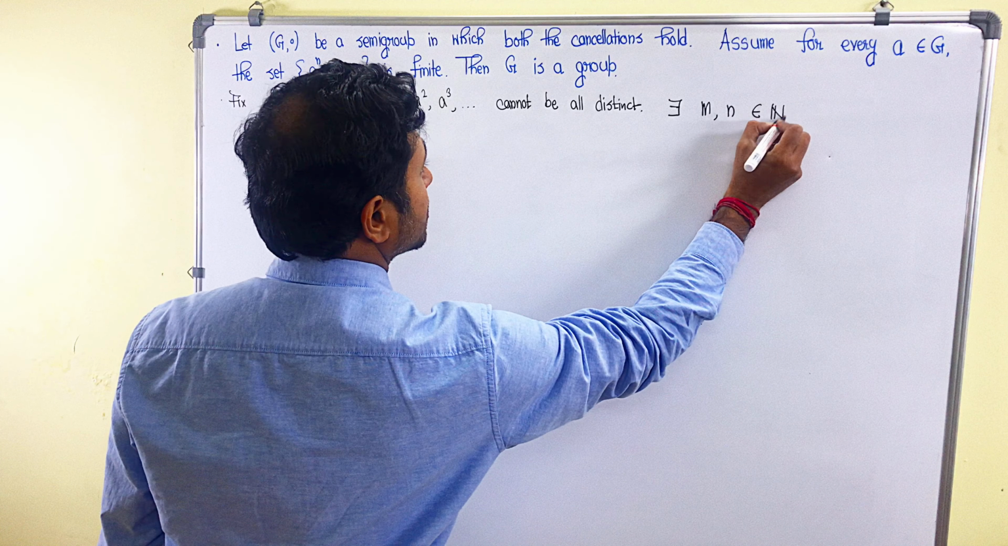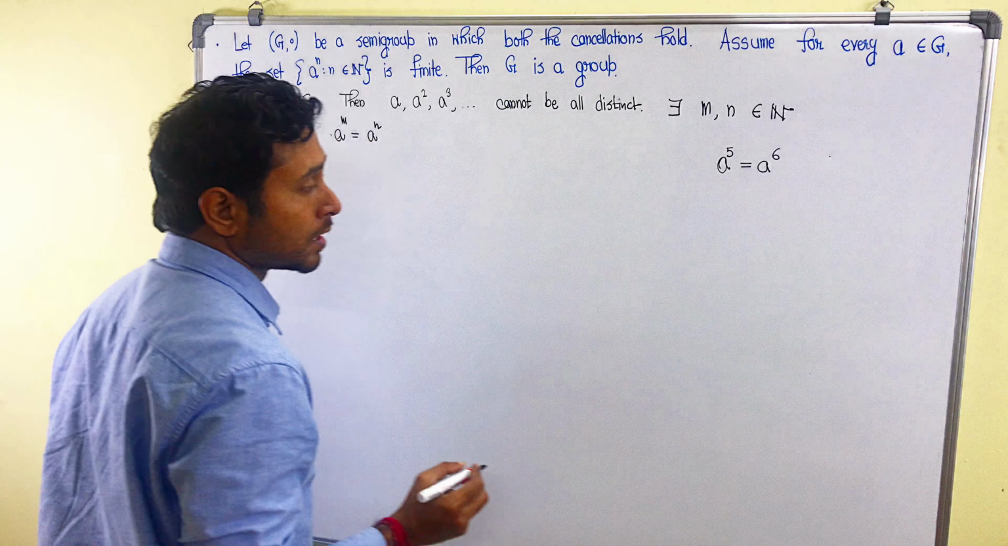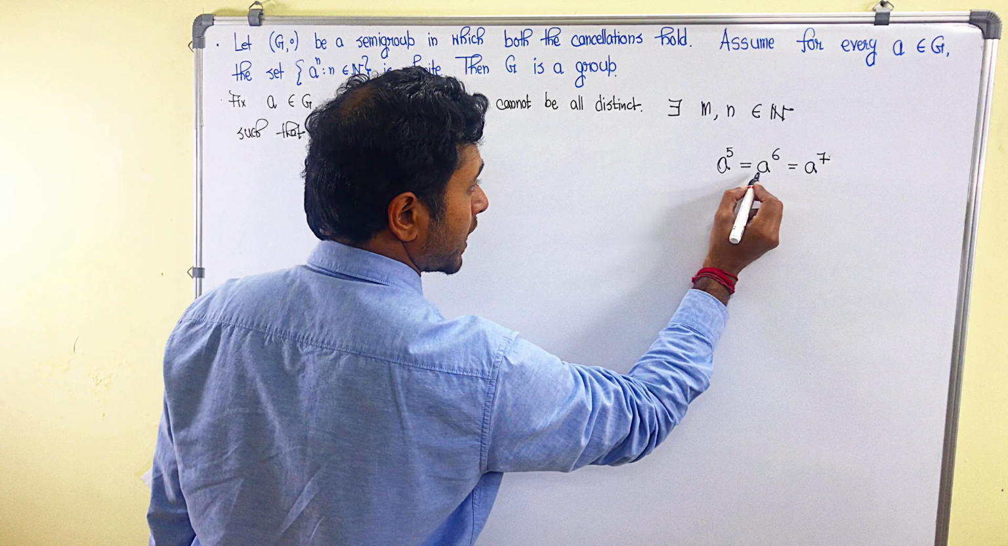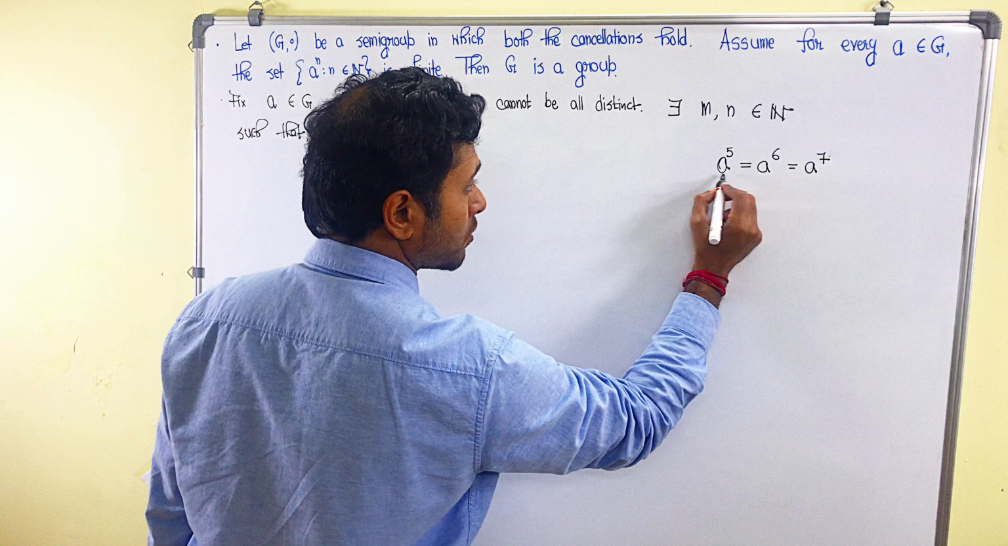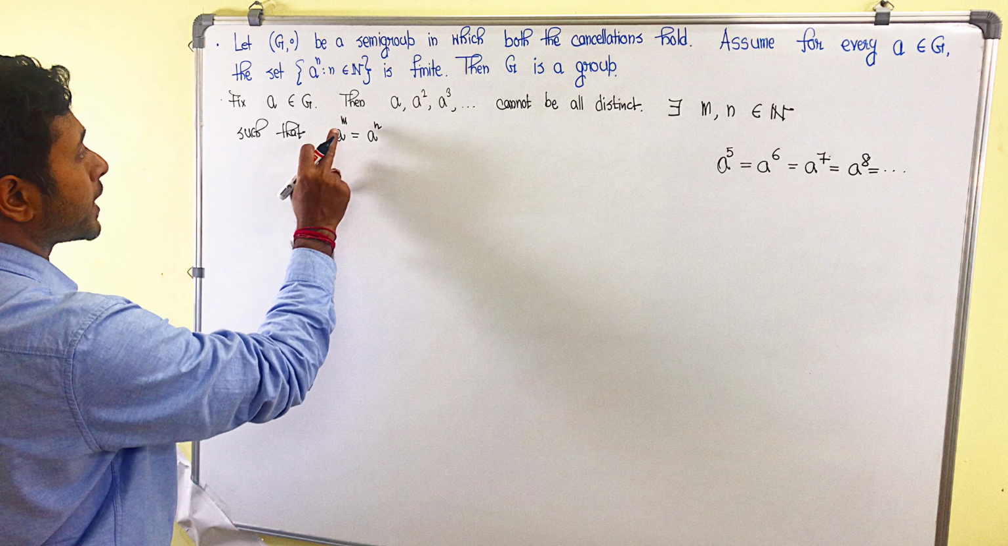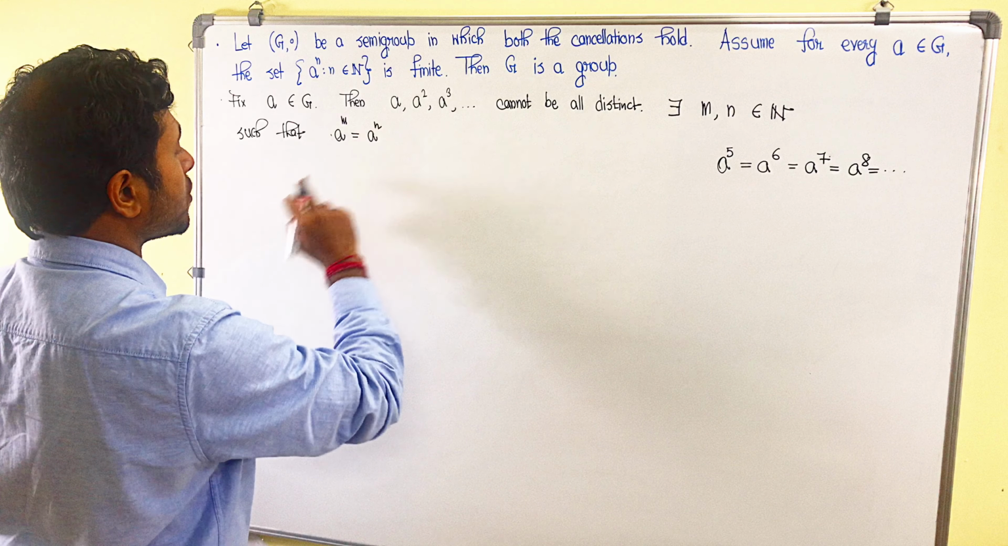So what do I mean? Let's say in the worst scenario, a to the power 5 equals a to the power 6. Then we can make it equal to a to the power 7. We can compose a with both of them, and then we'll have a to the power 6 equals a to the power 7, so on a to the power 8, dot dot dot. So we can take any large m, a to the power large m, and smaller value of n. So we can make this distance as large as we want, so we can make this m slightly larger than n.